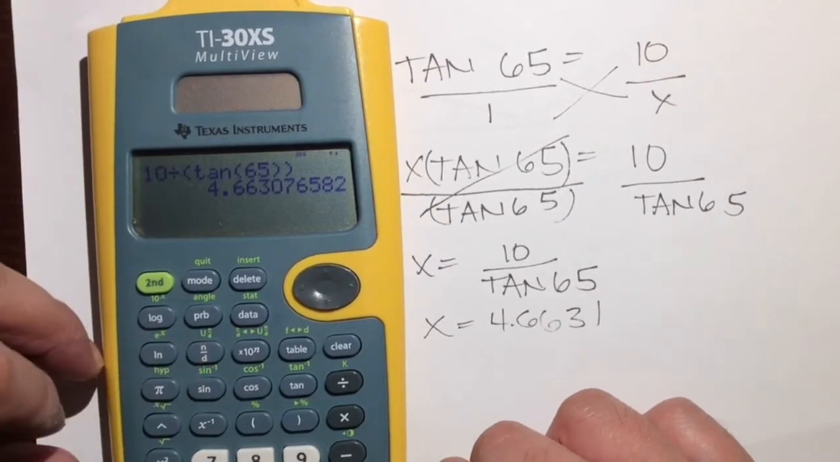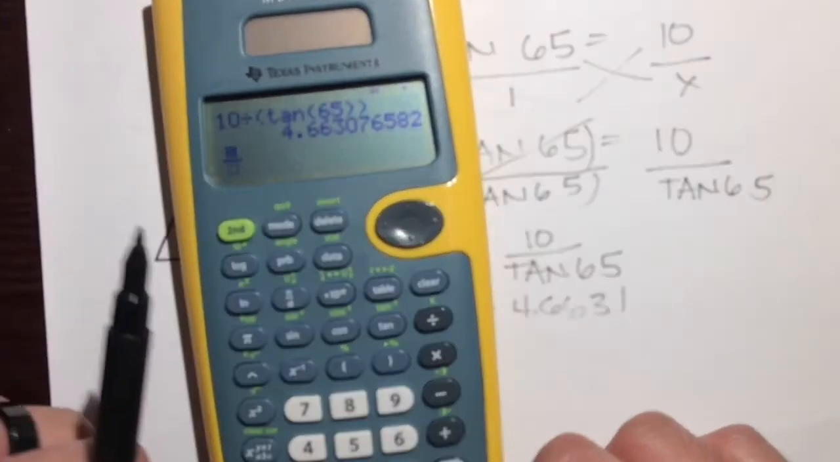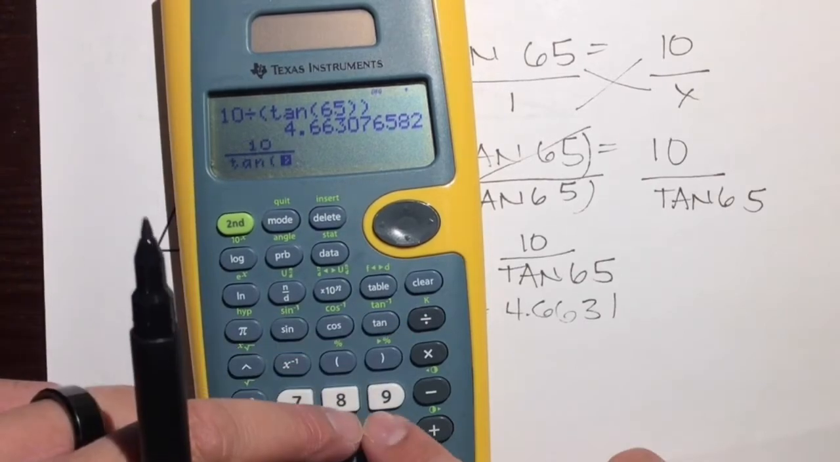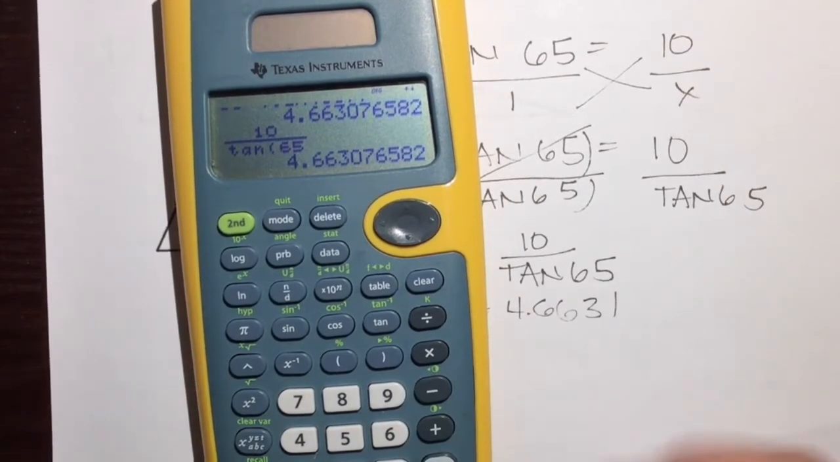Another fancy feature of these kinds of calculators, if you have one of these buttons, N over D, you could just type it in like you actually see it, in tangent of 65, like that, because that's how we see it, and look, we got the same answer.